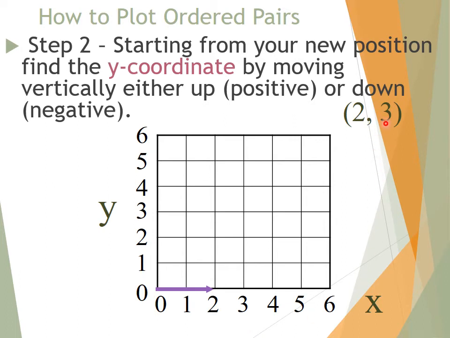So now here we can see the y coordinate is 3, which is a positive value. Therefore, we will move upwards. So from the new position, not from the origin, but from the new position, we will move upwards. How much? 3 houses or 3 times. So right now we have reached the point, and this is the position of the ordered pair 2, 3. So this is the point whose coordinate is 2, 3.